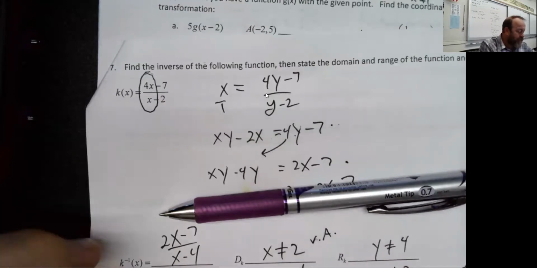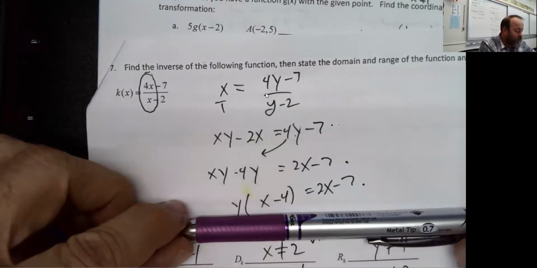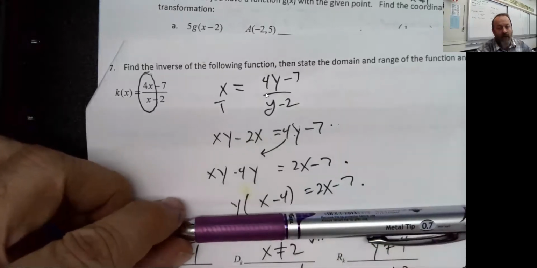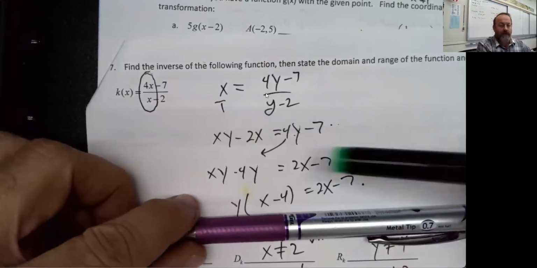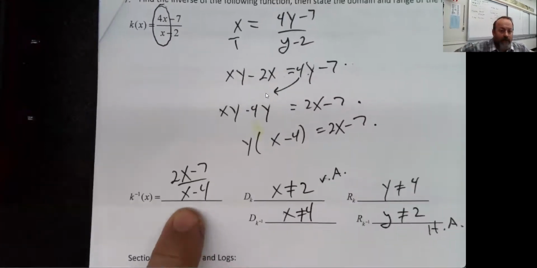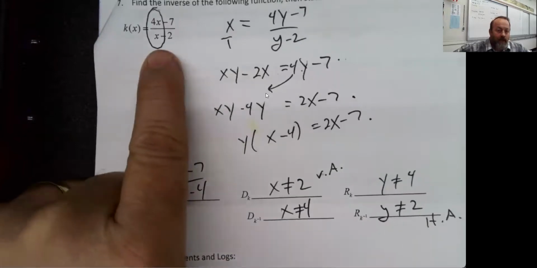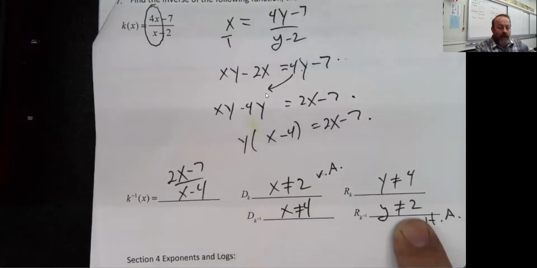And now that they both have a y, I can factor that y out. And then, of course, since y is being multiplied by that stuff, a quick division leaves that y would be (2x minus 7) divided by (x minus 4). And so this is my inverse right here. Now, the only other thing that I would have to say is in my original problem, I can't allow x to be 2 because it would be a place where it would divide by 0. So my original domain says x can't be 2, which means my new range would be y can't be 2.